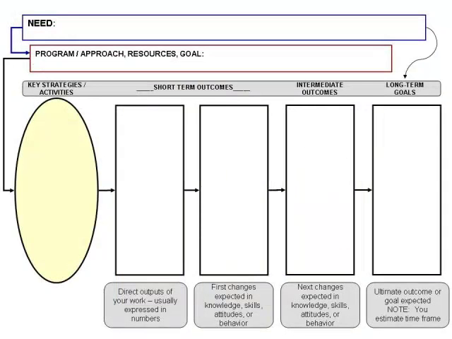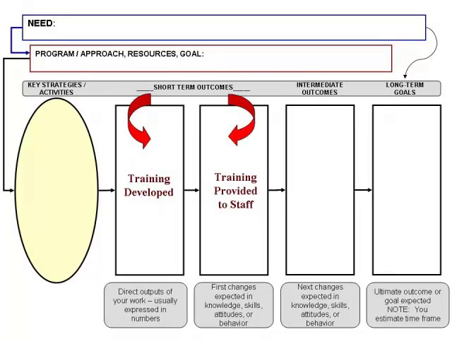In Lesson 2, you also saw a logic model with 2 columns for short-term outcomes. This logic model would allow you to display an additional step within your process. Remember, short-term outcomes represent first changes expected in knowledge, skills, attitudes, or behavior. Thus, in this example, if you wanted to depict both training development and training provided to staff as separate steps with 2 distinct timelines, this version of the model would be useful.